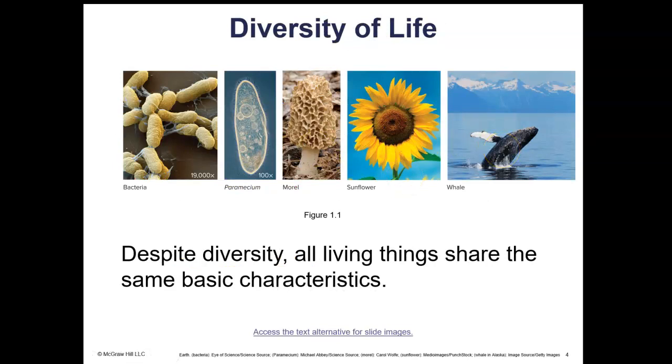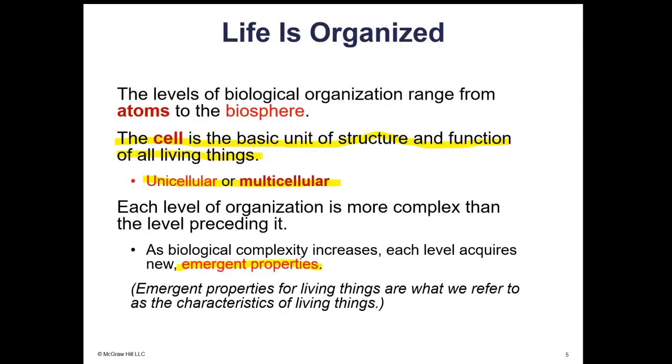So we see from these 5 pictures that there's a great deal of diversity in living things. But what this chapter is going to focus on is what living things have in common, the characteristics that all living things have. One of those characteristics is organization. Living things are organized. You are going to have to know the levels of organization, starting with an atom and going all the way up to the biosphere. We'll go over that in a minute.